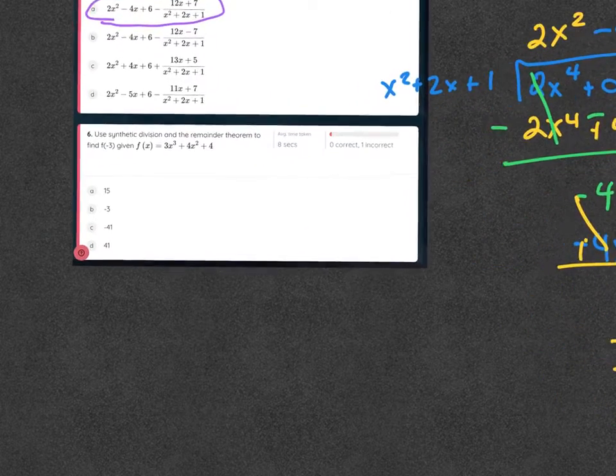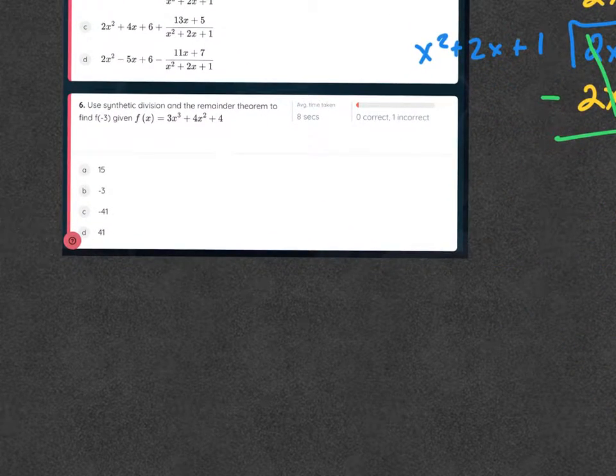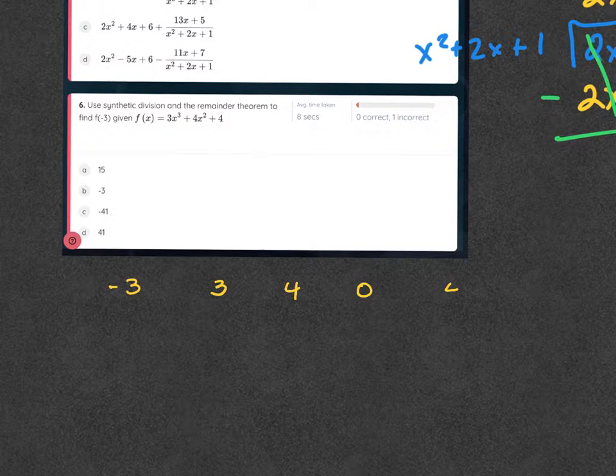And then the last one on here said use synthetic division and the remainder theorem to find f of negative 3, given that f of x is 3x to the third plus 4x squared plus 4. So what goes on the outside? Negative 3. Remember, if it's inside the parentheses, you keep it. Only if it's after the x, you change the sign. There's an x to the third. There's an x to the second. There is no x to the first, which means I need the 0.